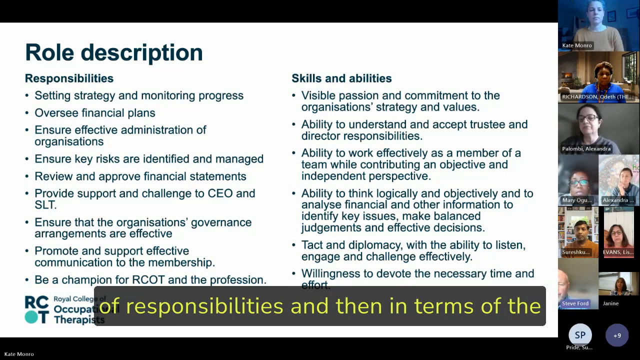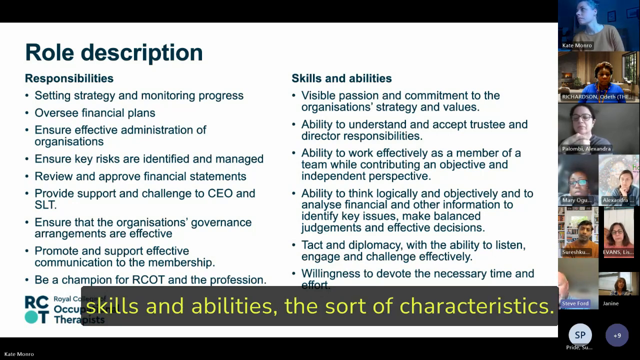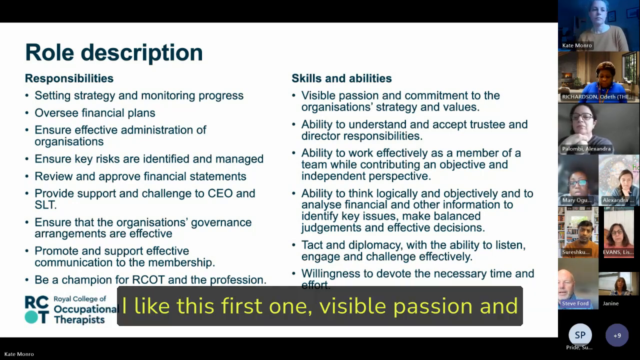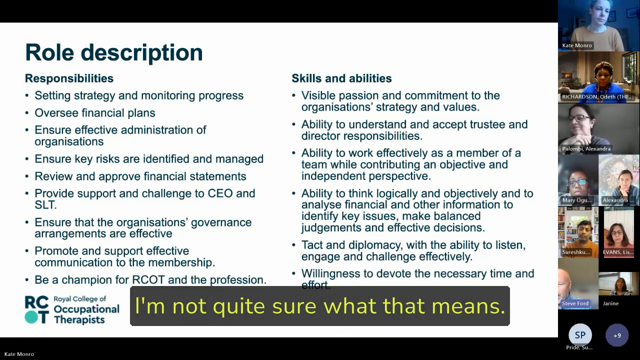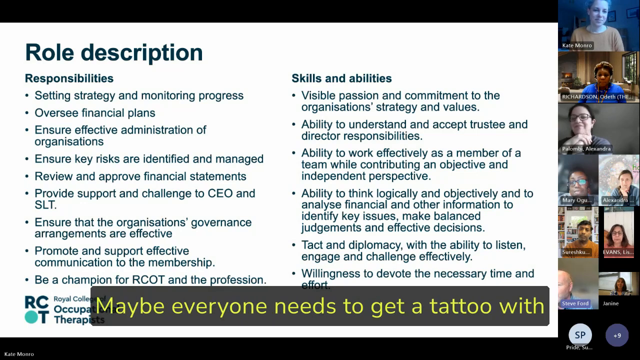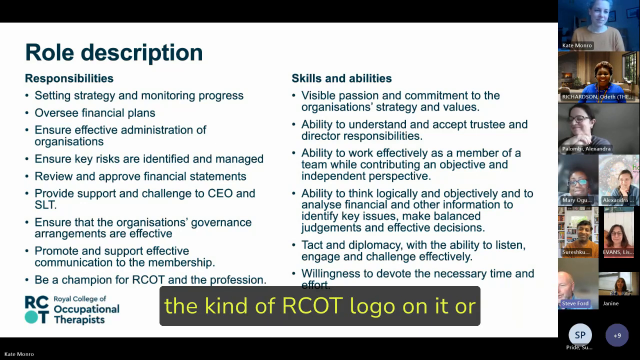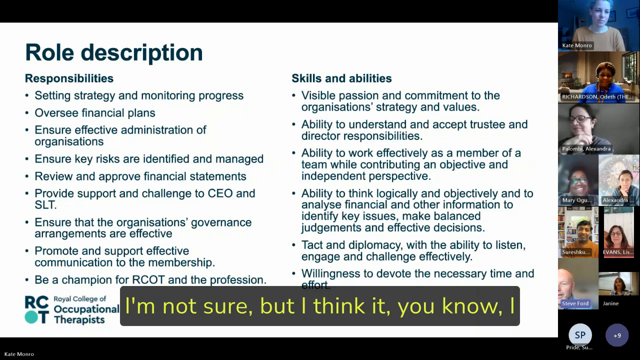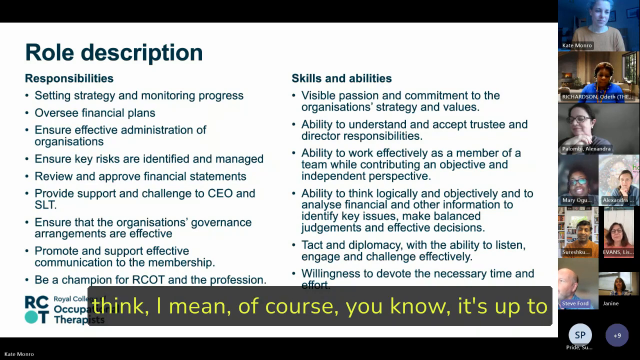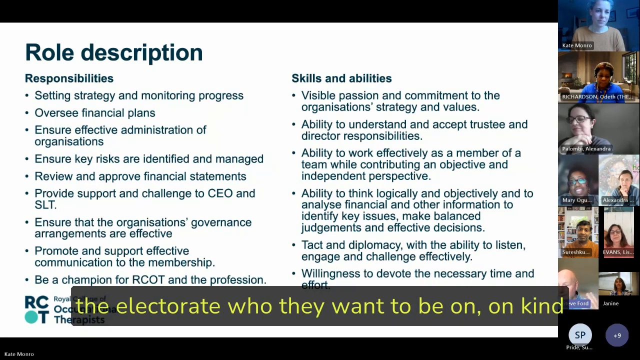And then in terms of the skills and abilities, the characteristics, I like this first one: visible passion and commitment to the organization's strategy and values. I'm not quite sure what that means. Maybe everyone needs to get a tattoo with the RCOT logo on it or something, and that's your visible demonstration. I'm not sure, but of course it's up to the electorate who they want to be on council.